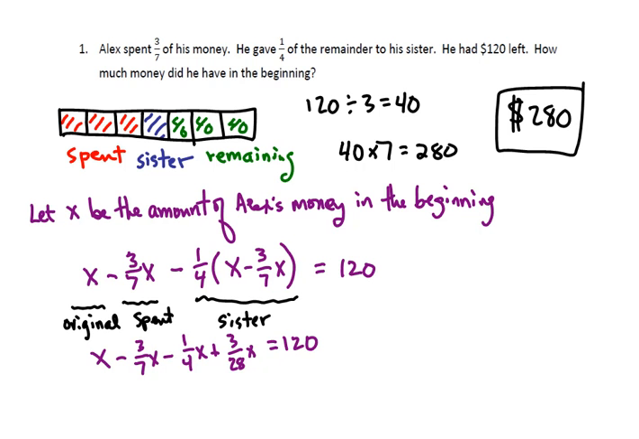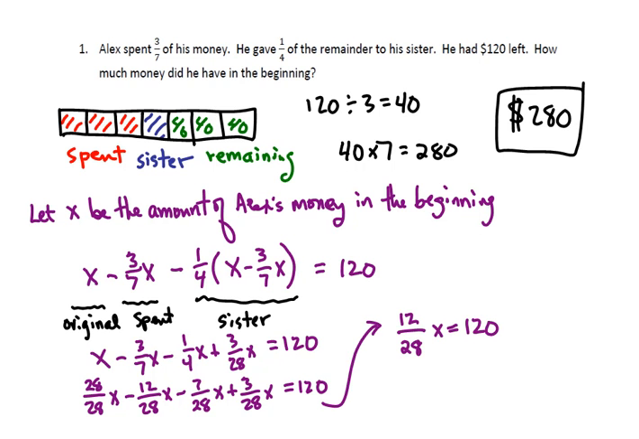I believe that by distributing the third term, or the third expression there, I should be able to now combine like terms if I convert to a common denominator. So I have 28/28 x minus 12/28 x minus 7/28 x plus 3/28 x, and so I end up with 12/28 x equals 120, which can also be simplified by dividing numerator and denominator by 4.